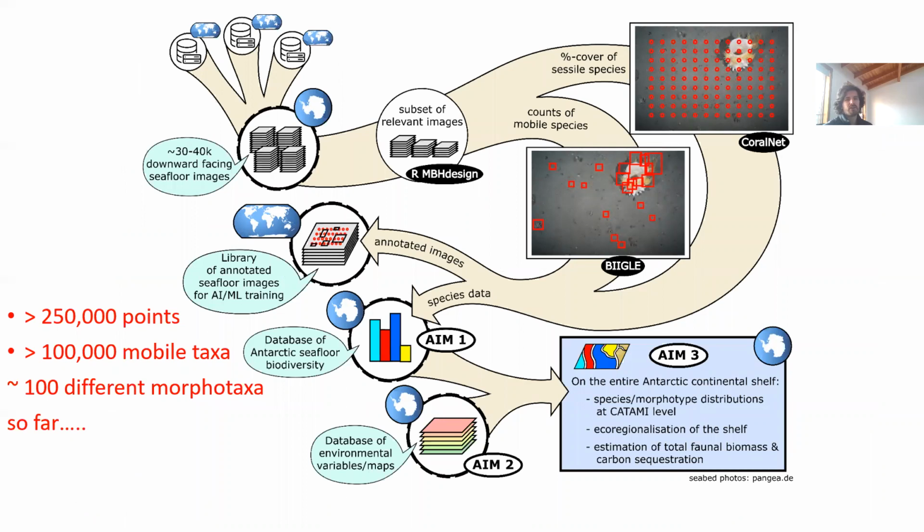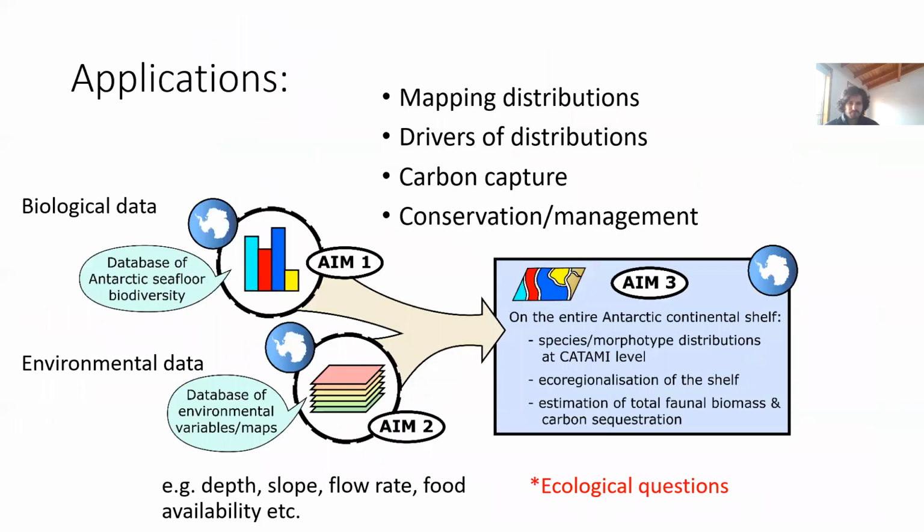So far, our image libraries and our biological database are based on approximately 250,000 points in CoralNet and over 100,000 different mobile taxa identified in Beagle. But this is growing. So this biological data in combination with the parallel environmental data will then feed into the production of species distribution maps, which is a main goal of this research.